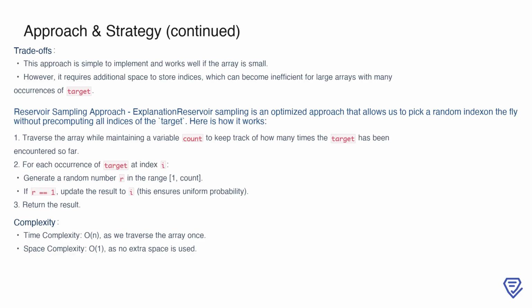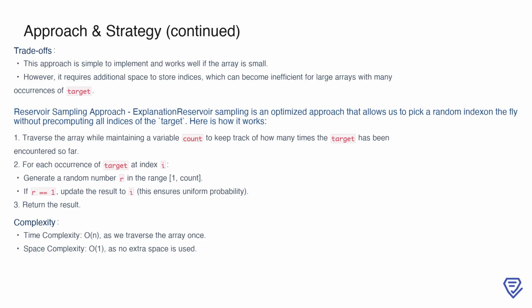Here's how it works. As we traverse the array, we maintain a variable called count to track how many times we've encountered the target so far. For each occurrence of the target, we generate a random number within the range of 1 to count. If this random number equals 1, we update our result to the current index. This ensures that each target index has an equal probability of being chosen.